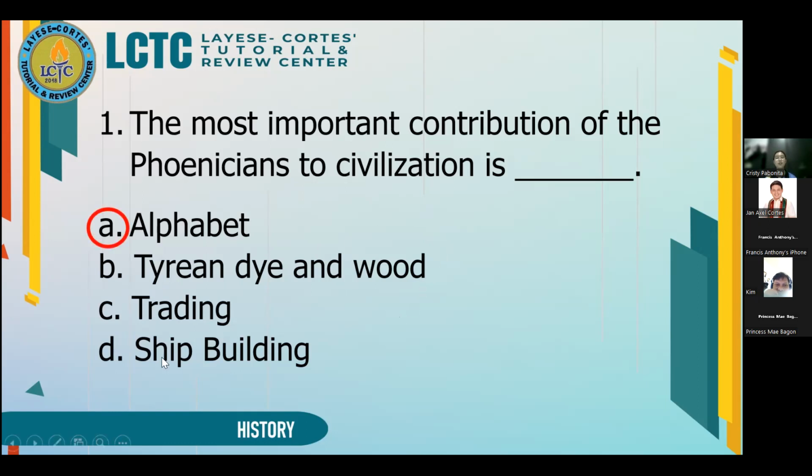Shipbuilding is for the Greeks and Romans, because if you are familiar with European history, those countries were really fond of conquering other territories around the world. For the Greeks and Romans, ships were used for their wars and for transferring goods from one place to another. So Phoenicians is to alphabet. Don't forget that one. Phoenicians is to alphabet.